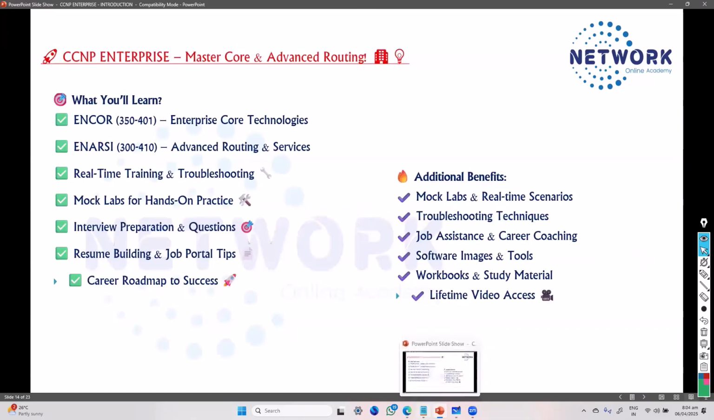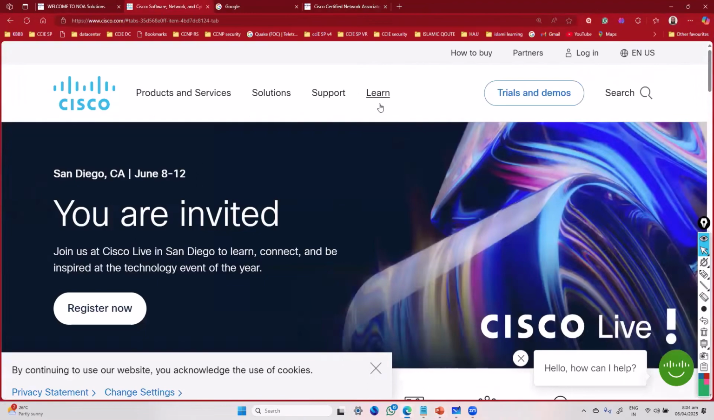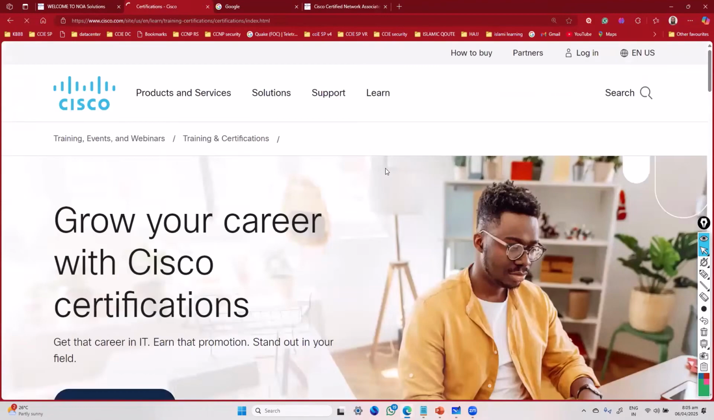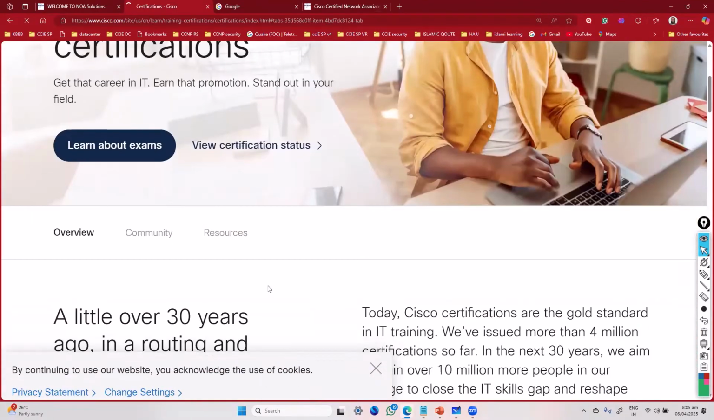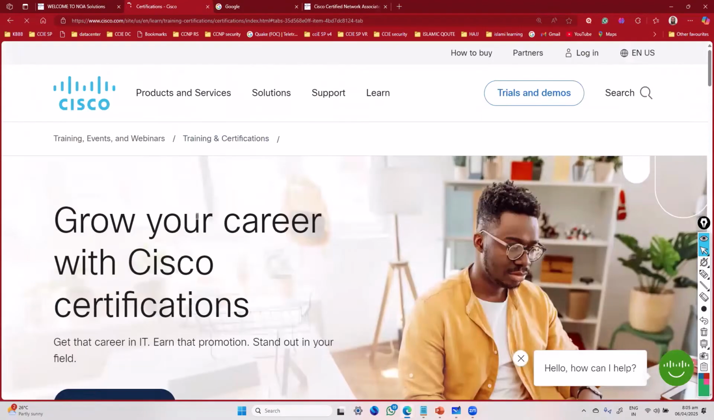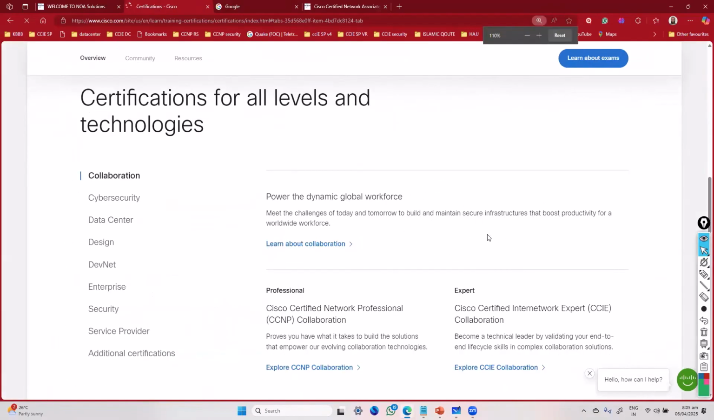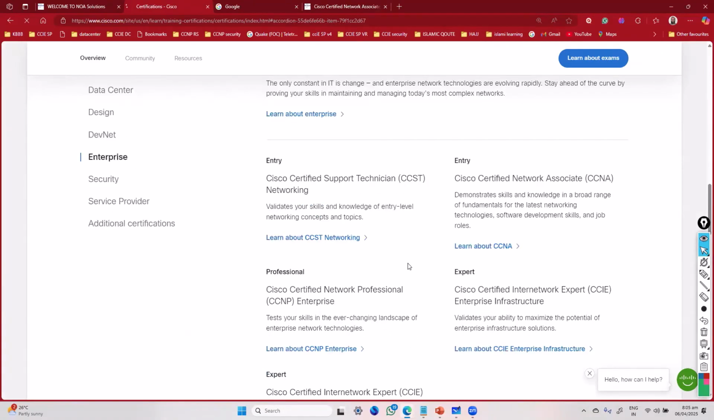Yeah. So the CCNP module mainly covers two papers. If you go to cisco.com and go to the Cisco certification paths, this is where you will find all the latest certifications. Now, under training and certifications, you have different domains. These are the different expertise domains. Enterprise is the one we'll be seeing here.